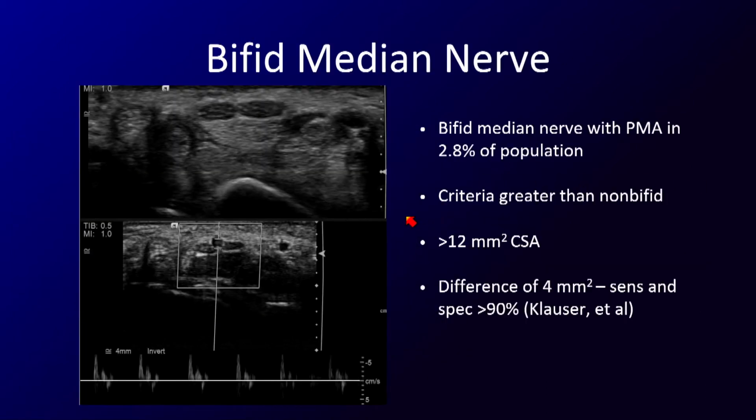Now, one variant to know about is a bifid median nerve, because first of all, you want to alert the surgeon about that, as well as the presence of a persistent median artery. Having a bifid median nerve and a persistent median artery is associated with a slightly increased risk of having entrapment in the carpal tunnel. And the criteria for this is to measure the combined cross-sectional area, greater than 12, or, as Clauser and his group determined, a difference of 4 millimeters squared between the 2 measurement areas.